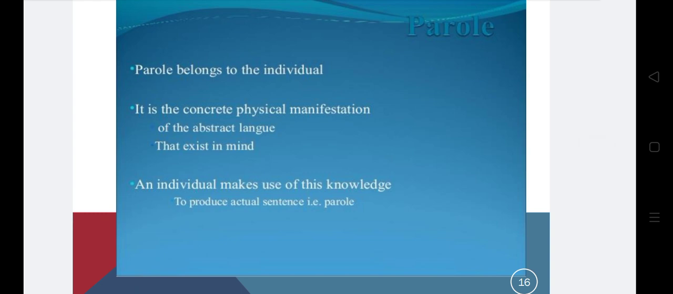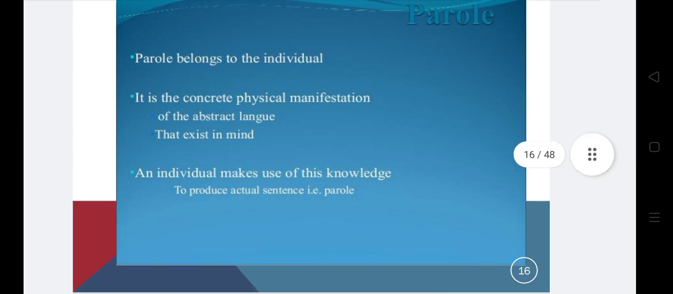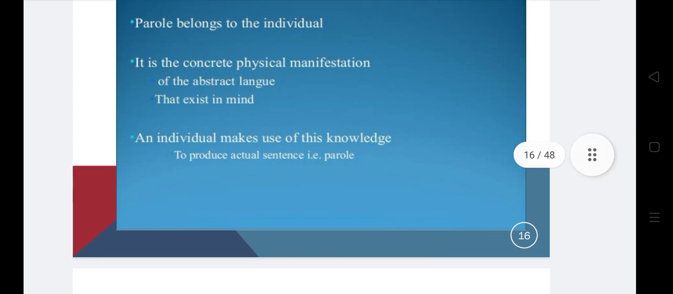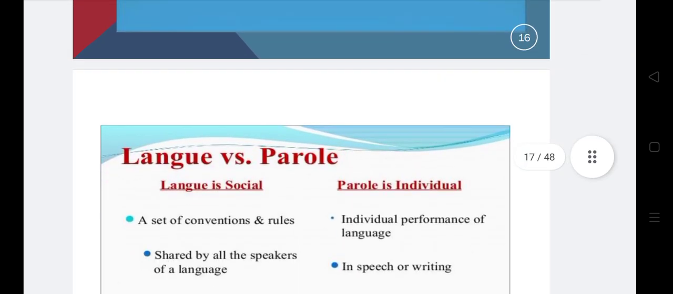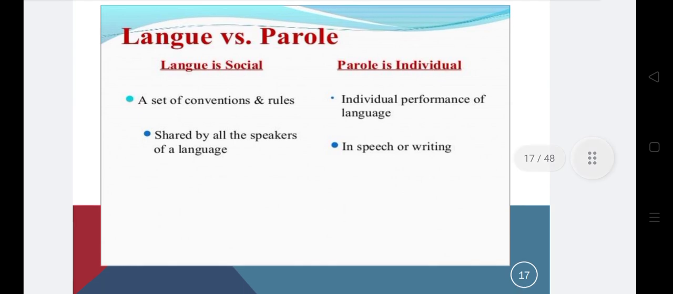Parole belongs to the individual, and it is the concrete physical manifestation of abstract language. So this is the physical manifestation, whereas langue is the abstract thing that exists in the mind. An individual makes use of this knowledge to produce actual sentences. Langue versus parole: so we are discussing the difference.